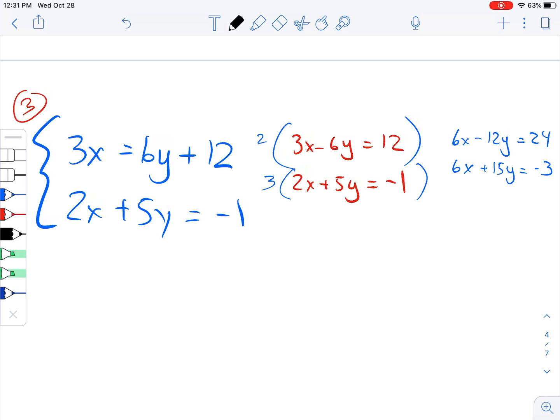Or maybe you would rather multiply the bottom by a negative 3, in which case you get a negative 6x plus a negative 15y plus a positive 3. And then you would add these equations, which is often much simpler than subtracting. It creates fewer errors.